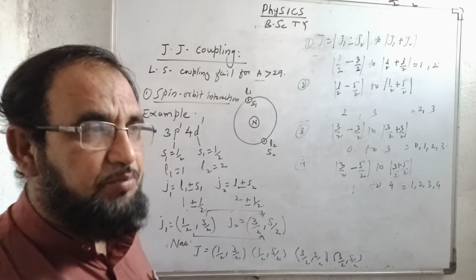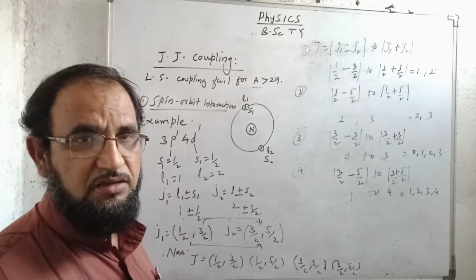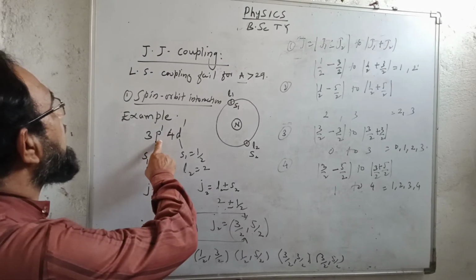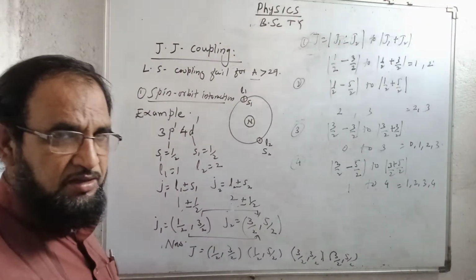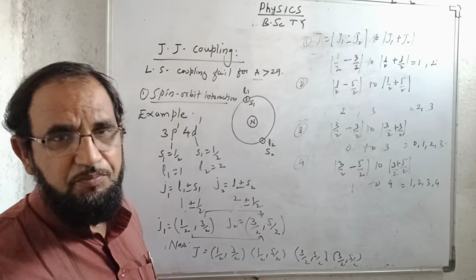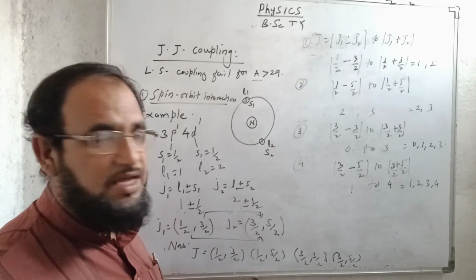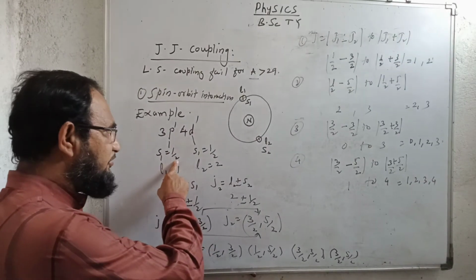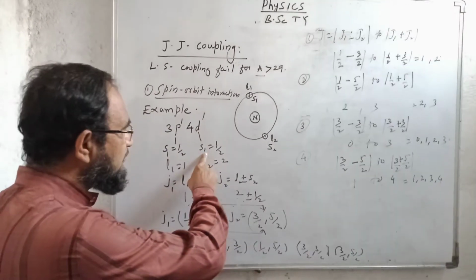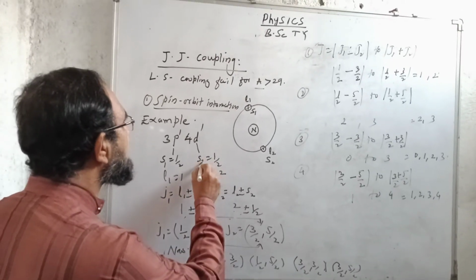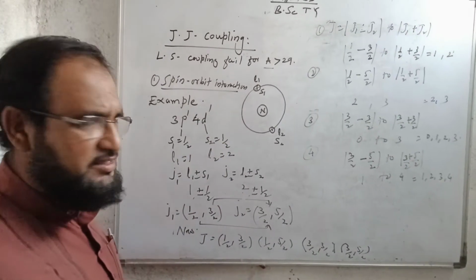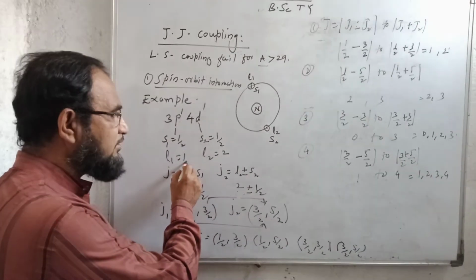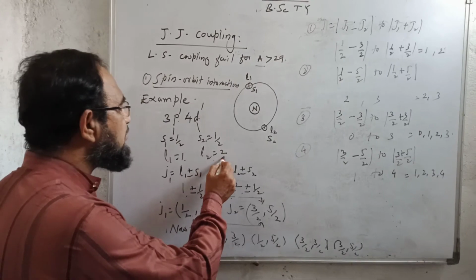Now take an example to understand JJ coupling. I will take the example of 3p1 and 4d1, meaning an electron in the p orbit and an electron in the d orbit. For p, S1 is half. For d, S2 is also half. The values of S1 and S2 are half. Now p means orbital quantum number 1, d means orbital quantum number 2.